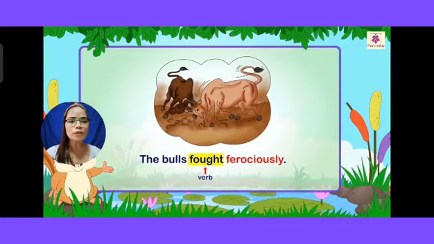Example, the bulls fought ferociously. Okay, so yung verb dito or yung action word na ginamit is fought. And the adverb used is yung color red which is ferociously. So sa picture makikita nyo kung anong meaning ng ferociously. So maigting silang naglaban. So pwede natin sabihin the bulls fought. Pero pag tinanong, how did they fight? You can say the bulls fought ferociously. So sinasagot niya yung tanong na how or paano.